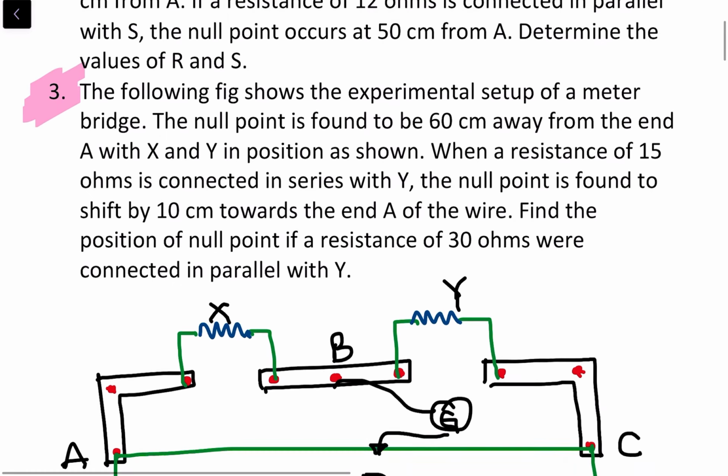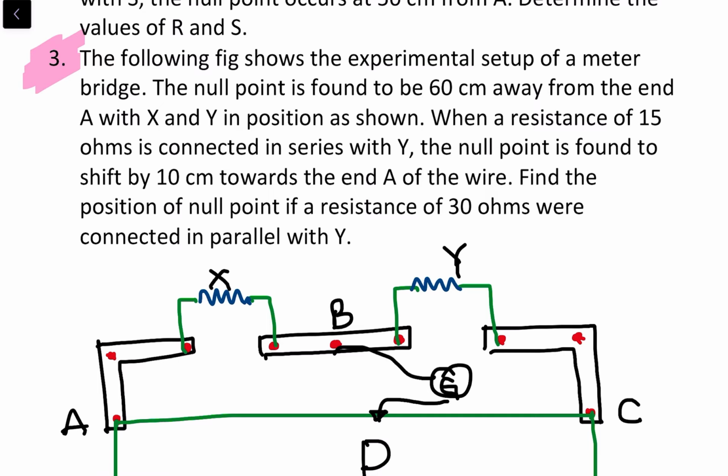Then what happened? When a resistance of 15 ohms is connected in series with Y, now it is in series with Y. In the earlier problem it was parallel. The null point is found to shift by 10 centimeters towards the end A of the wire. That means earlier it was 60, now it is shifted towards A by 10 centimeters. That means 60 minus 10, we get 50 centimeters.